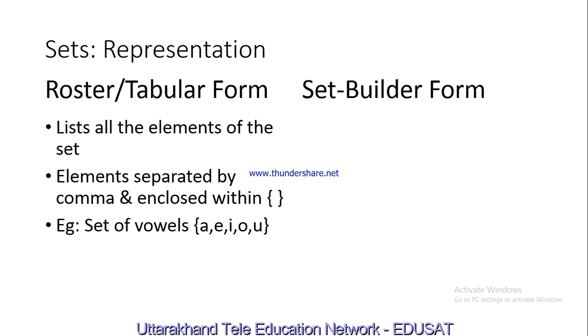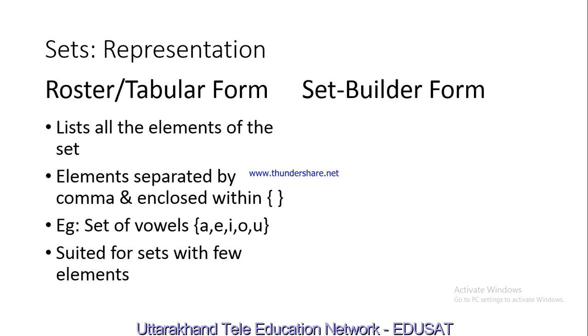For example, now we have taken up this example, set of vowels. So set of vowels in the English alphabet, you know A, E, I, O, U. If you represent this using the roster or the tabular form, you will write it like this. You will enclose A, E, I, O, U. They have to be separated with a comma, and then you have to enclose all these elements in a curly bracket. So this is one example.